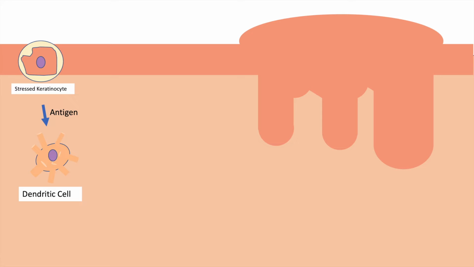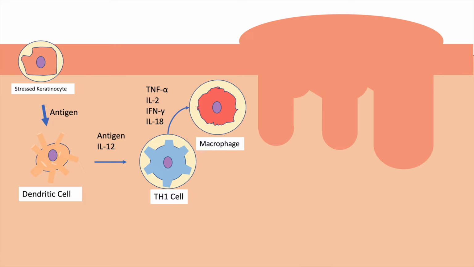Th1 cells are a subcategory of T helper cells that are made when interleukin 12 is presented to the cell along with the antigen from the dendritic cell. Interleukin is a cytokine, which is a signal that the cell uses to communicate a certain action. The cell from here activates macrophages to become more aggressive using cytokines like TNF-alpha, interleukin 2, IFN gamma, and interleukin 18. Macrophages are the white blood cells of the innate immune system that are present and equipped to handle general threats.